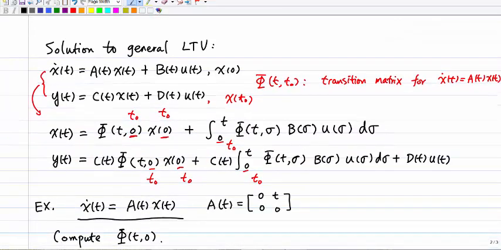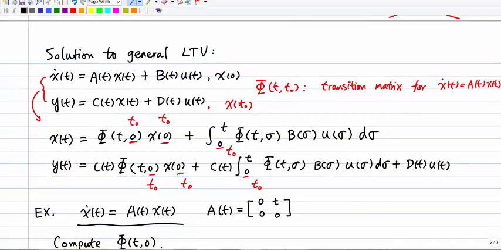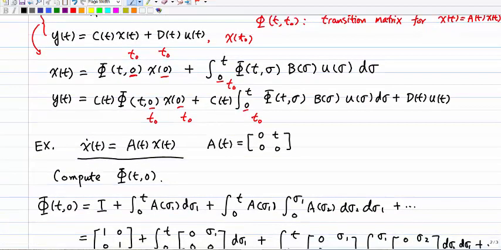All right. So now let's give an example talking about how we really compute that. In general, for a given general A(t), it's very difficult to compute the transition matrix. Otherwise it would be the same as the linear time-invariant system. So let's talk about some cases where it's easy to compute the solution for the linear time-varying system. The first example shows x dot of t is A(t)x(t), where A(t) is [0 0; t 0].